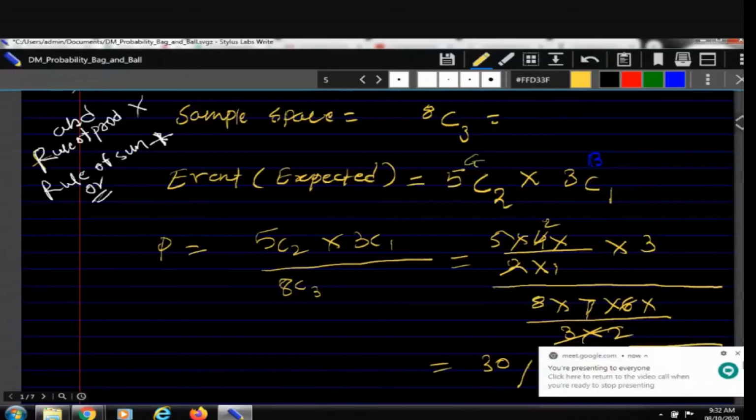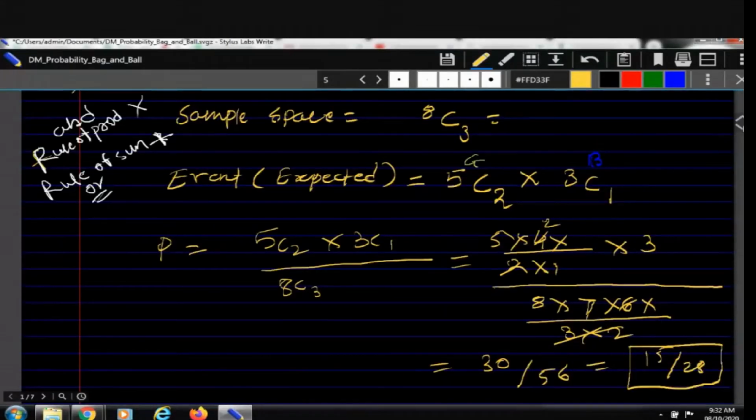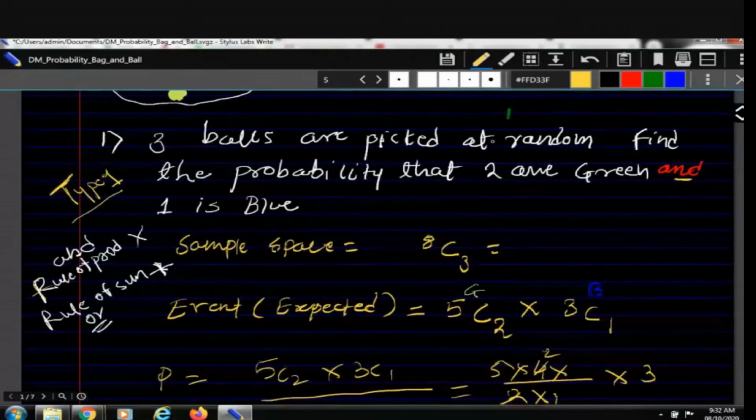Okay, so I hope you have got this problem. What was the problem? Problem was 3 balls are picked at random. Find the probability that 2 are green and 1 is blue. So the total sample space is 8C3. Why 8C3? Because you have to pick 3 balls from the bag, and bag contains total 8 balls. So total sample space means all the possibilities of picking 3 balls. So this is 8C3. And event expected outcome is 2 green balls and 1 blue ball.